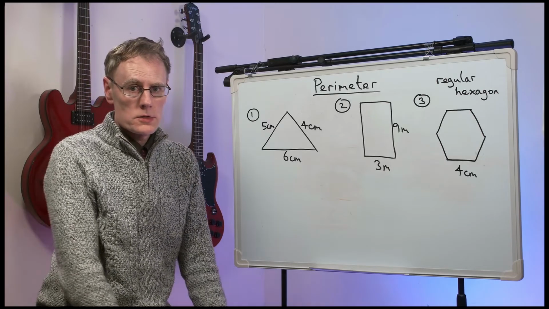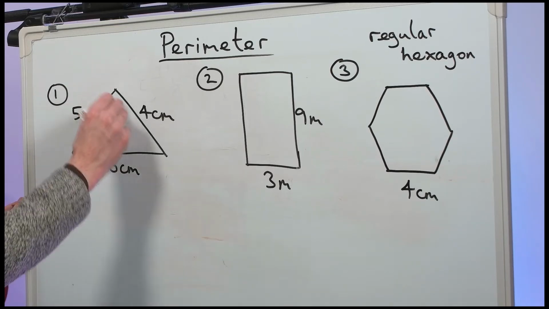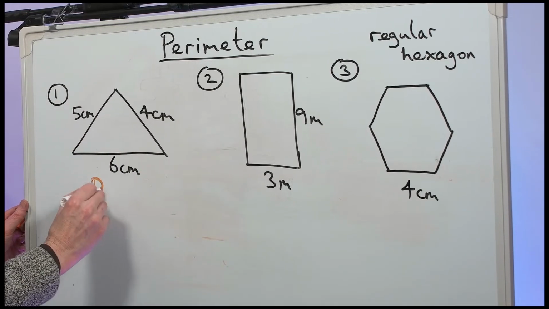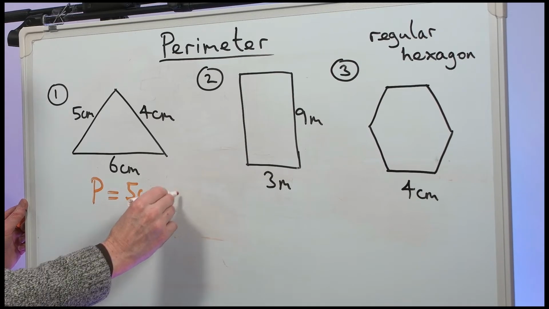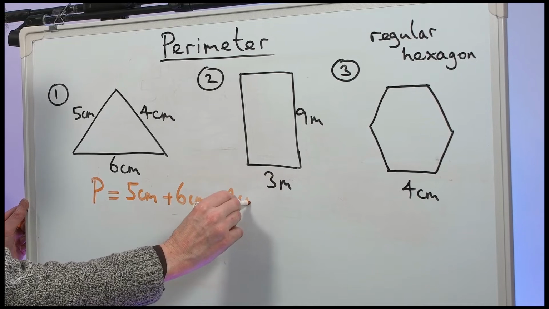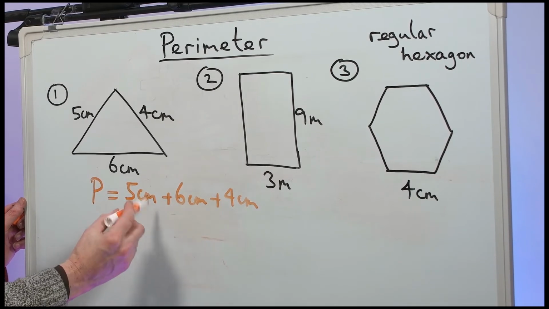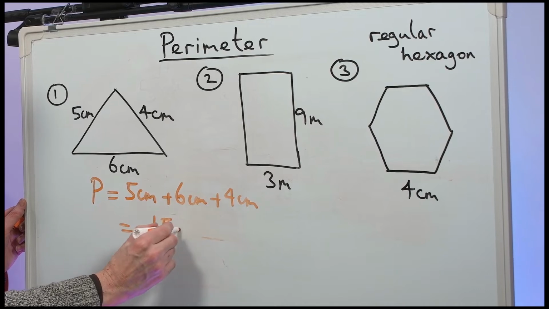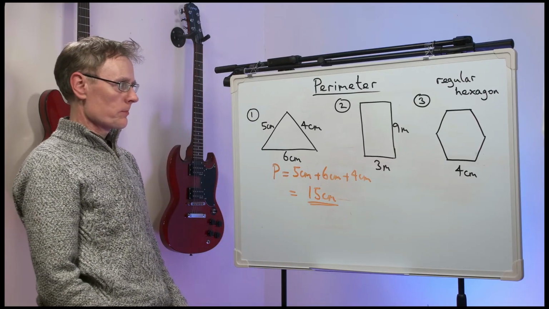Okay, here are the answers. You can mark these yourself. So number 1, the perimeter of the triangle. The perimeter is 5 centimetres plus 6 centimetres plus 4 centimetres. We simply add those up. That's 10 plus 5 gives us 15 centimetres, just the length around the edge.